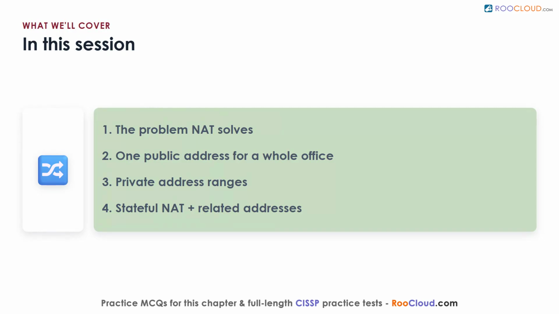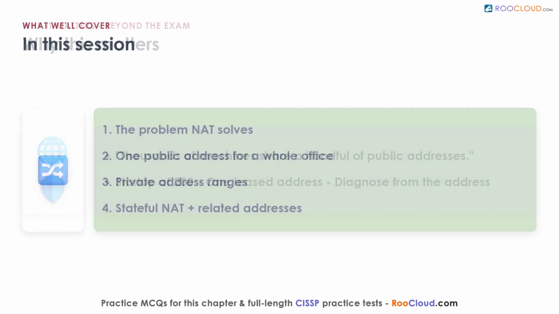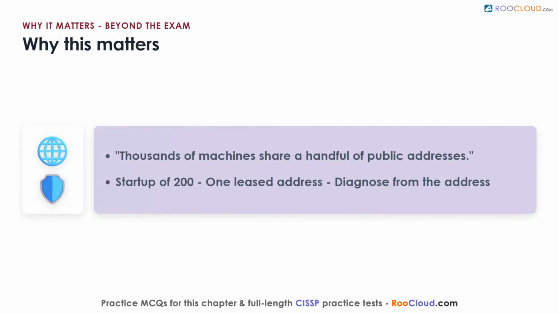What problem does network address translation solve? How does one public address serve a whole office? Which private address ranges make it work? And what related addresses should you never confuse with them? Why does this matter beyond the exam? Because translation is what lets thousands of internal machines share a handful of public addresses while staying hidden.